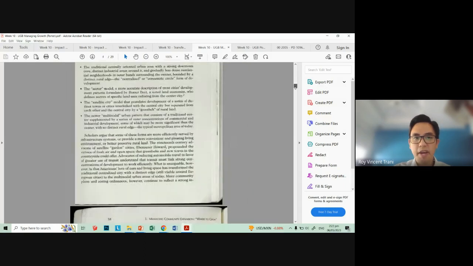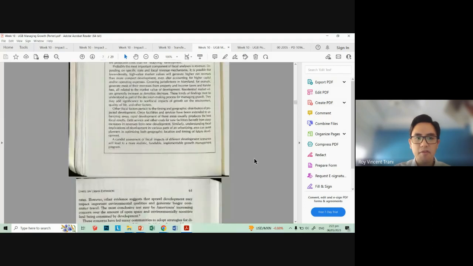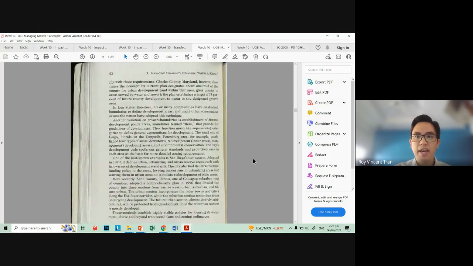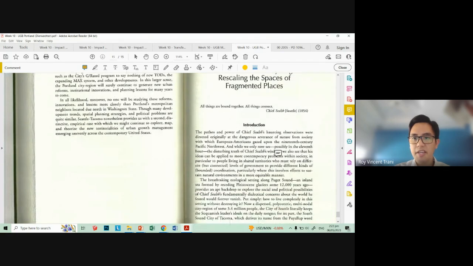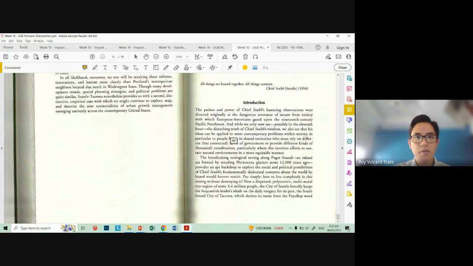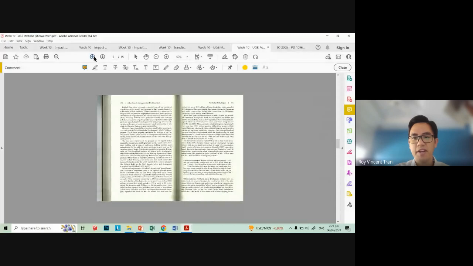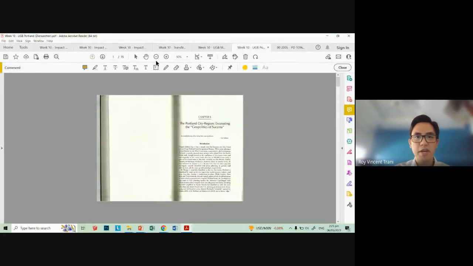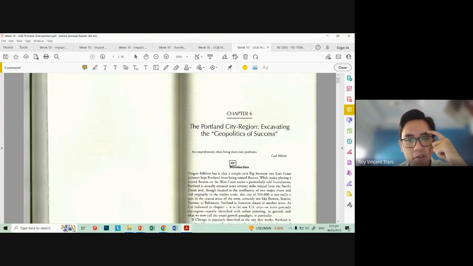there is a need to manage where we grow. And in this section here, you have different arguments to limit growth. And then in the next chapter over here, the Seattle-Tacoma City region, rescaling the spaces of fragmented places, is a case study on Seattle. Sorry, that was the last page. I'm getting a bit messy with my readings. Okay, the last reference here for managing urban growth is an examination of the Portland City region.